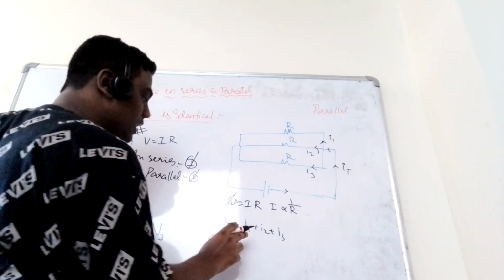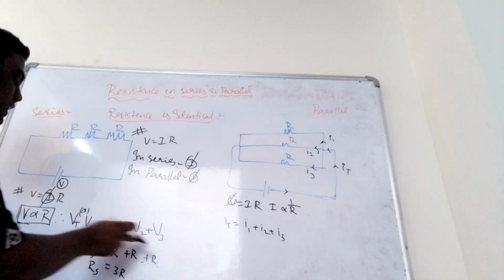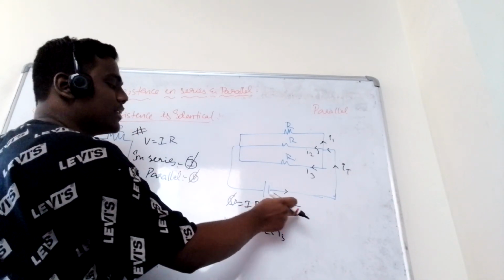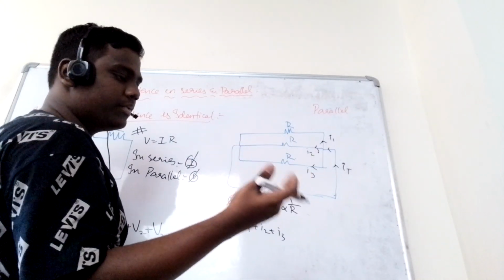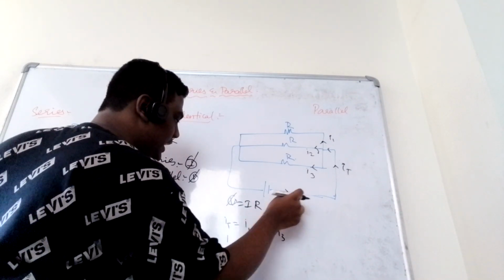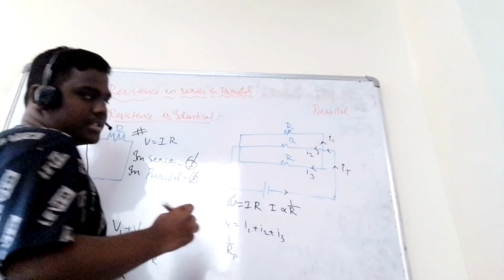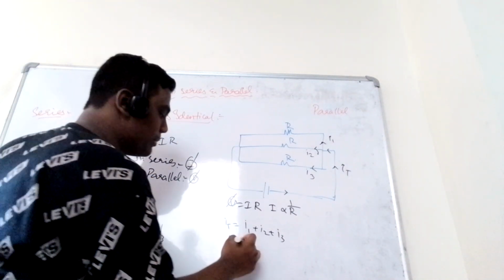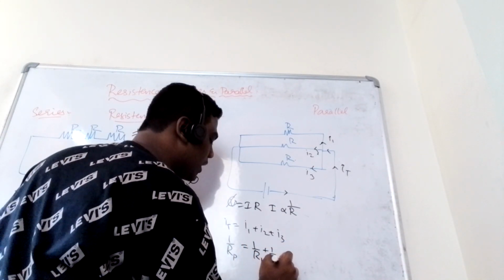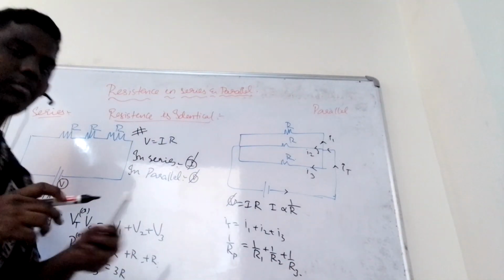Now here in series we took V proportional to R. So therefore Vt is V1, V2, V3 and RT is R1, R2, R3. But here we are taking I inversely proportional to R. Not by my own wish, it is the rule that is there. So can I say in the place of It, I write 1 by RT or 1 by RP? RP is nothing but resistance in parallel. 1 by RP is equals to 1 by R1 plus 1 by R2 plus 1 by R3. This is the point that is to be noted.